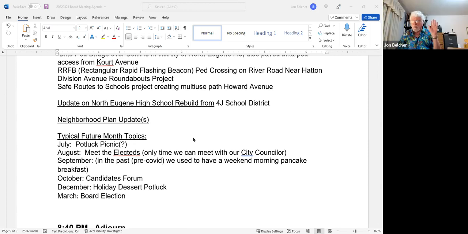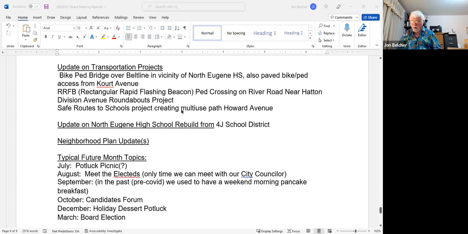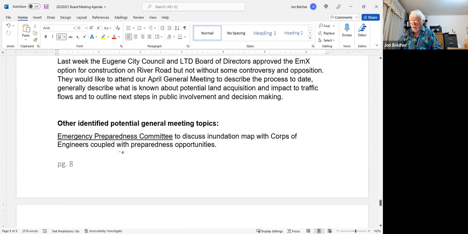Okay. A few other things that we have been asked to do in the near future. There's some transportation projects that are proposed for the neighborhood. A bike ped bridge over Beltline is one. Unfortunately, it's not funded, but they're planning it. We will have a new flashing beacon at River Road near Hatton, although that's just a done deal. We don't have to discuss it, but there's a major redesign for safe routes to schools along Howard Avenue to create a multi-use path in what is now the driven area. Our neighborhood plan is going to require some meetings in the future. So those are things that are coming ahead.